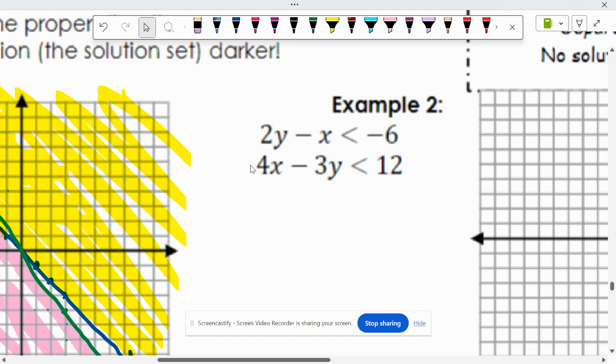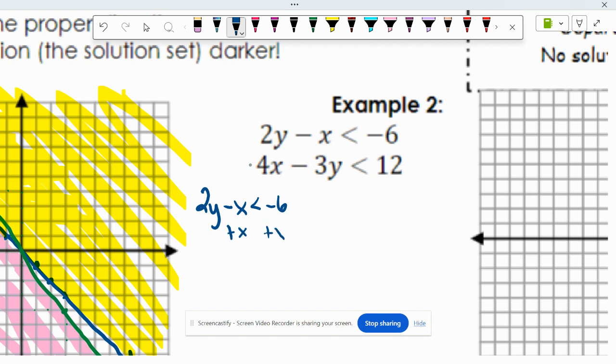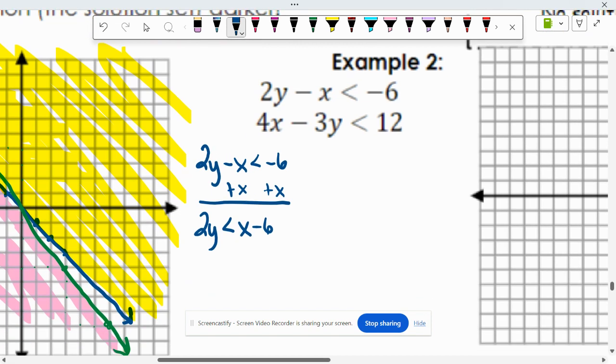So we have to solve for y. So our first inequality, 2y minus x is less than negative 6. I'm going to solve for y. What do I want to do first? Add the x. So 2y is less than x minus 6. Almost got y by itself. What do I need to do? Last step. Good job. Divide every term by 2.